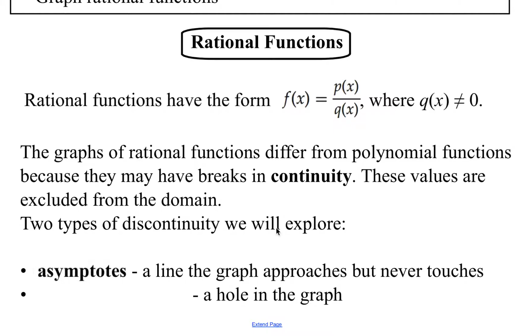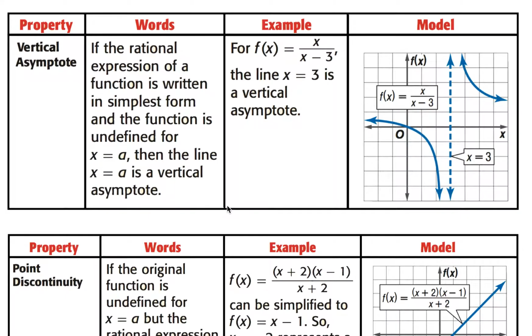One of them is called an asymptote. And an asymptote is just a line, and it's a line where the graph approaches this line, but it never gets there, it never touches. The other discontinuity is called a point discontinuity, and in our graphs, that appears as a hole in the graph. So it's just a point where the value is undefined, and then everything up to it and after it is continuous, but just that one hole is discontinuous.